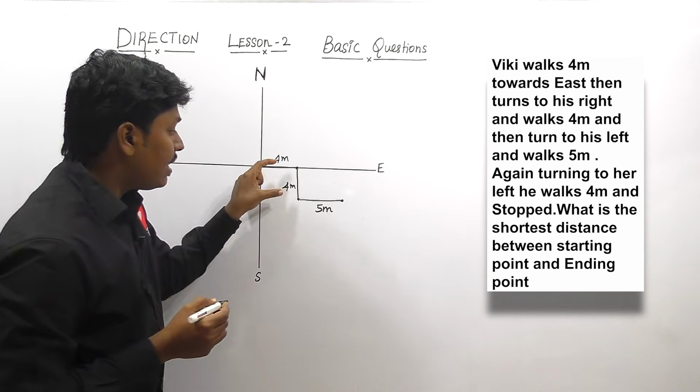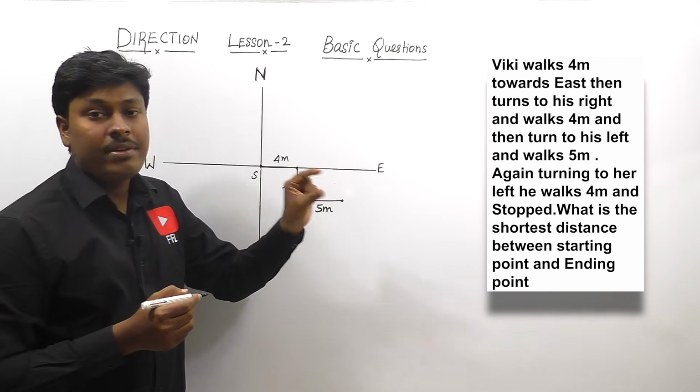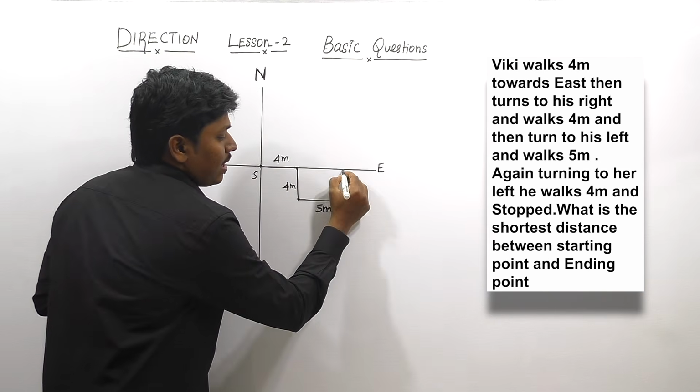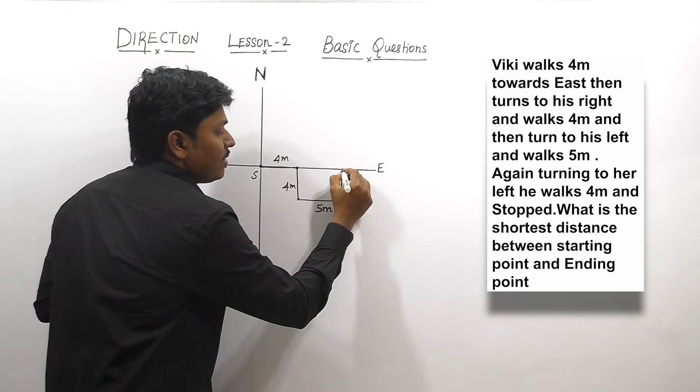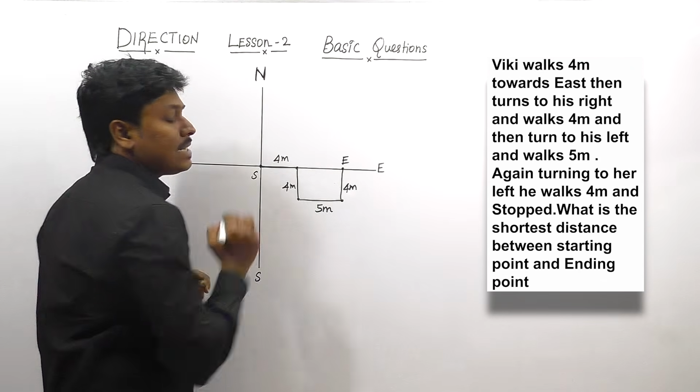Friends, listen carefully. This is also 4 meters. From this point Vicky turns left and again covers 4 meters. So both the lines should be same, right? So from here Vicky turns left and walks 4 meters. Vicky will be at this point. I think the question ends. Okay, this will be the ending point and this is the starting point, friends.